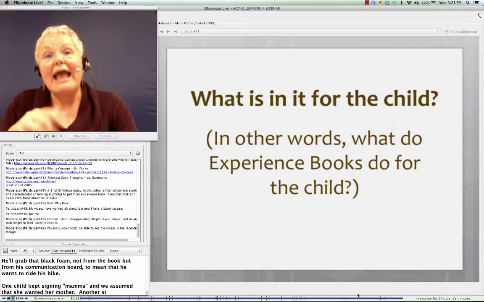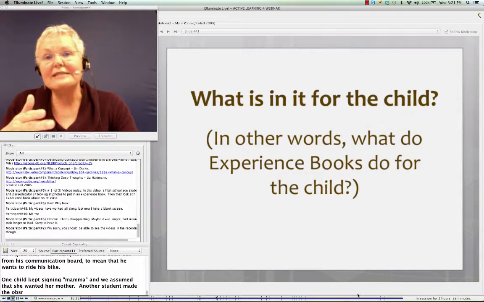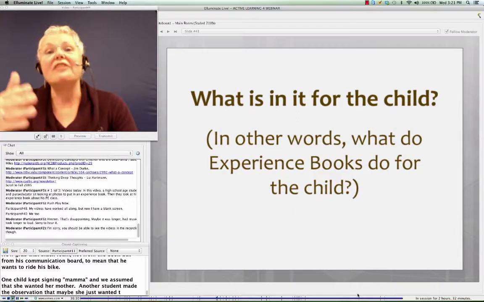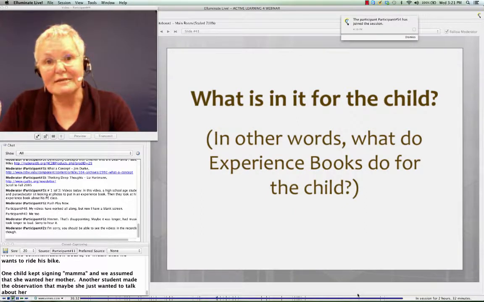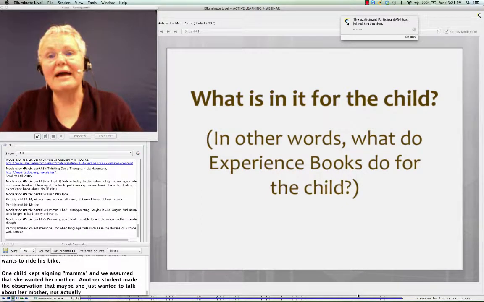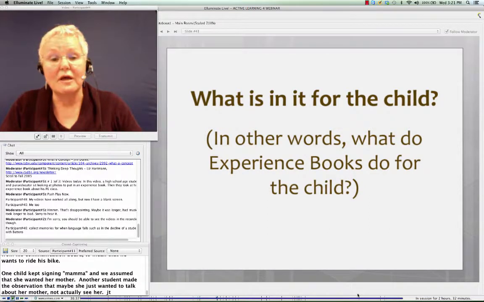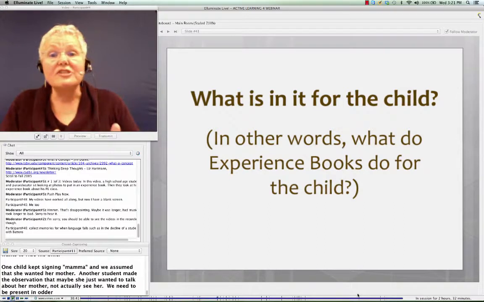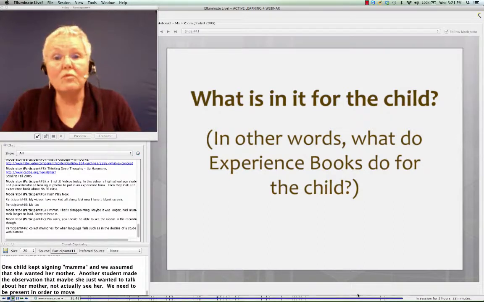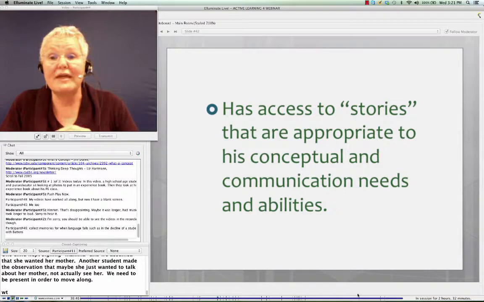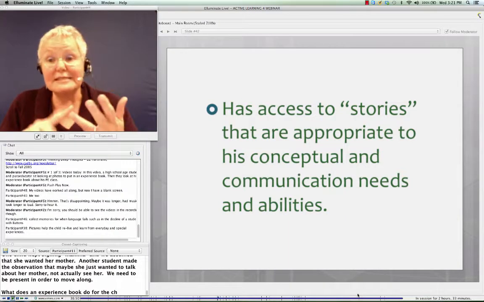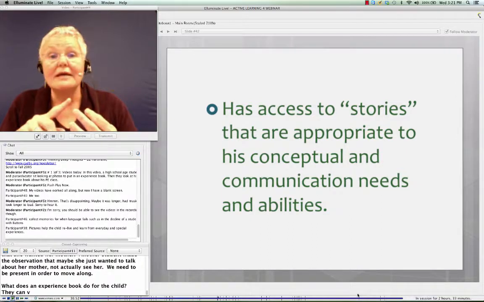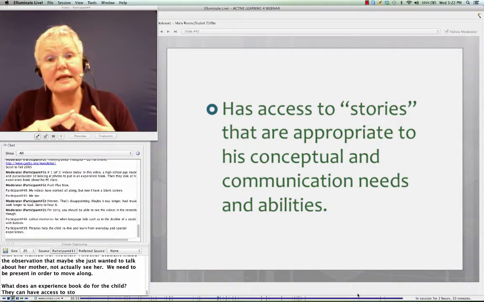And that's what the experience book is about, is that we give children an opportunity to talk about something that is not present. And that's another piece about being able to move along. Okay, so what is in this for the child? What does an experience book do for them? He gets to have access to stories that are appropriate to his concepts, communication needs, and abilities.